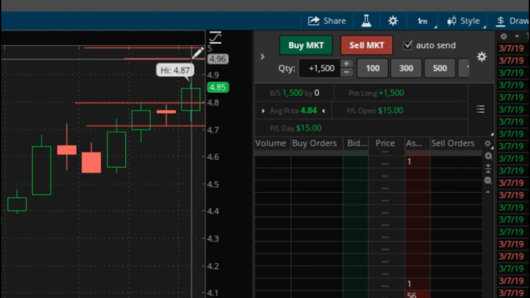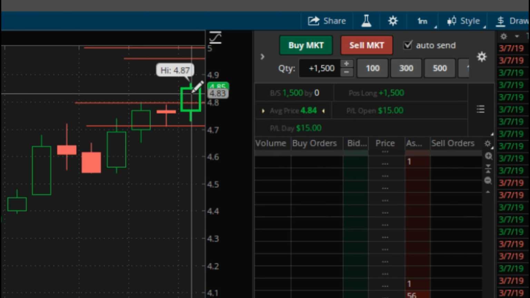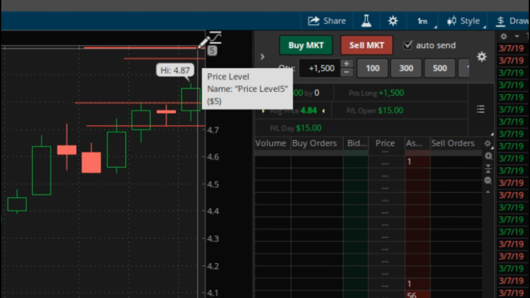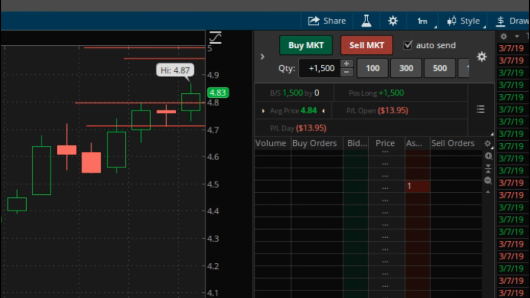So if you used 1-to-1, your target would be up here at 96, or from 84 up to 96. If you use the whole $1.05, it would be a 16-cent reward target versus a 12-cent risk. And so there's a few different ways you can approach it.